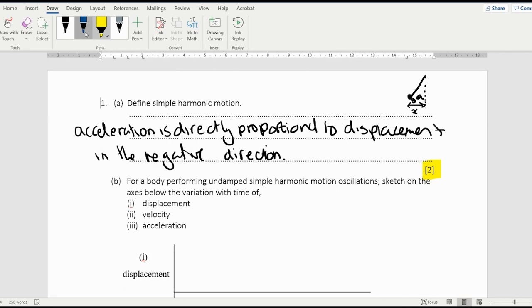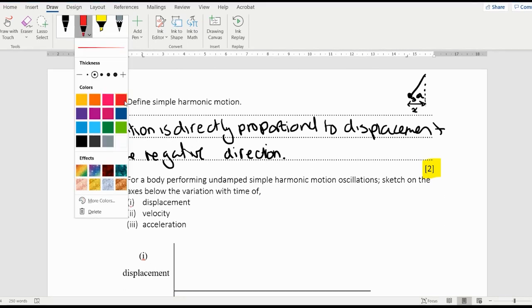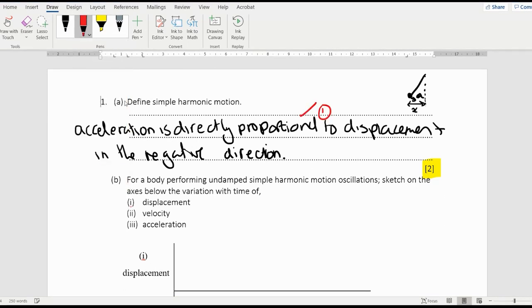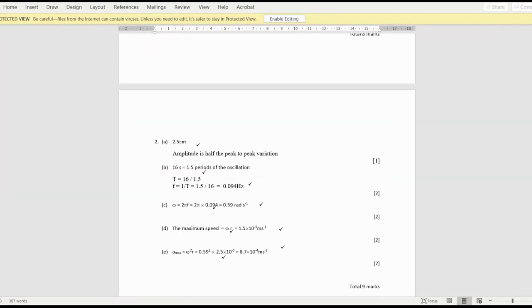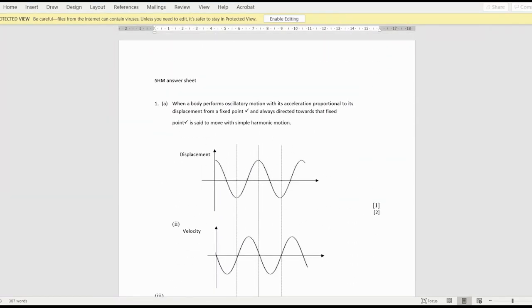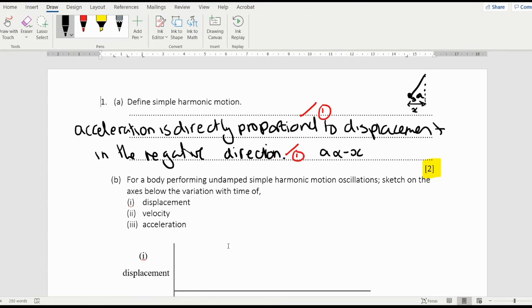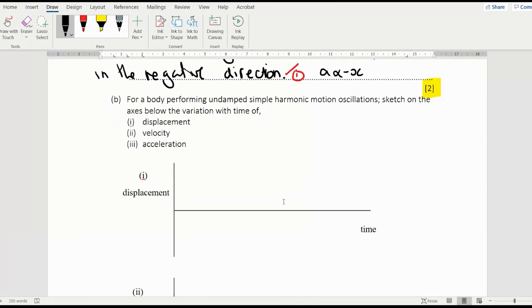The 2 marks available for this are one for knowing this here and this negative direction here. You could also get away with a is proportional to minus x and explain what each one of those is, so you can explain what a and x are. I'm just looking at the mark scheme now. They are happy with: when a body performs simple harmonic motion, the acceleration is proportional to displacement from a fixed point and always towards that fixed point. That's one way of saying it. The other one, of course, is in the negative direction.